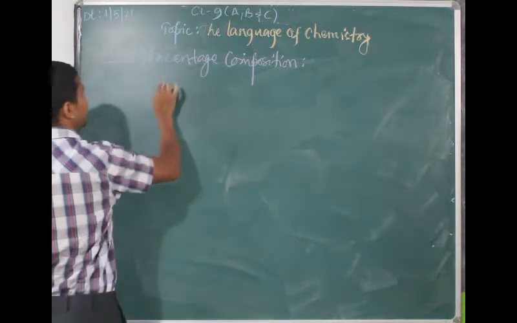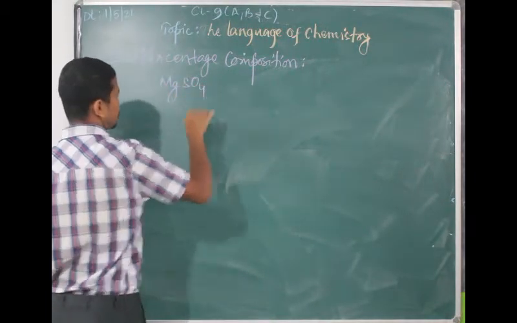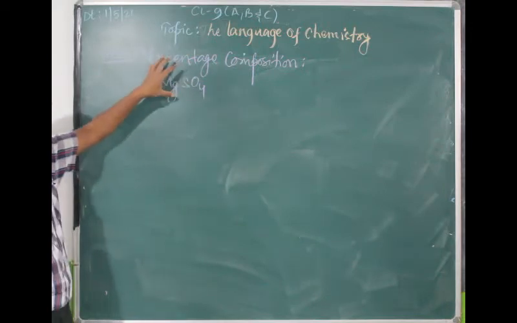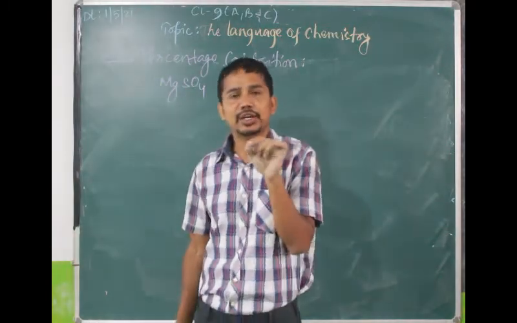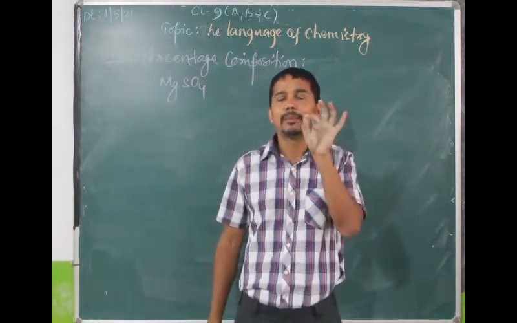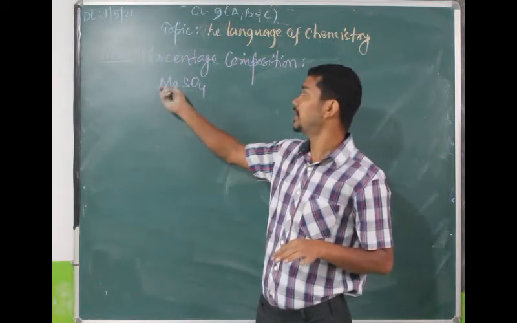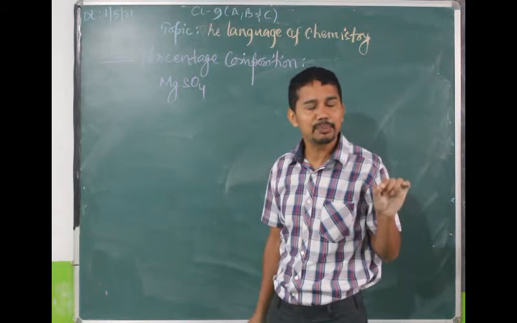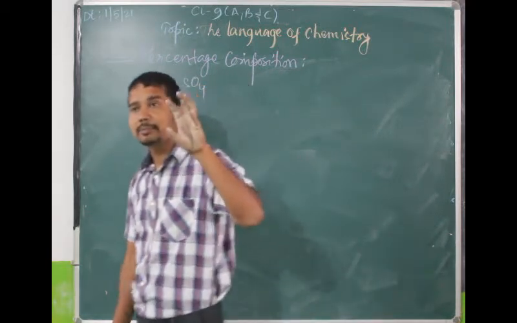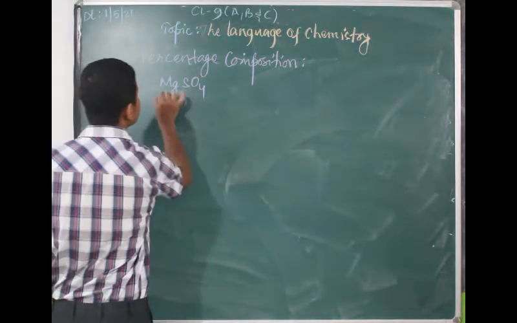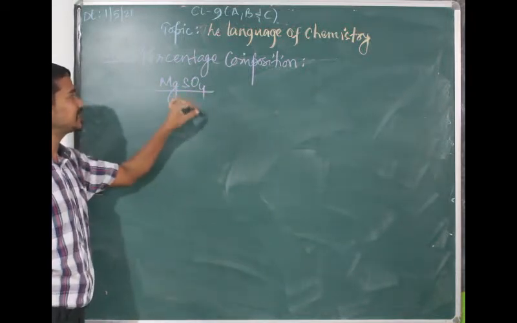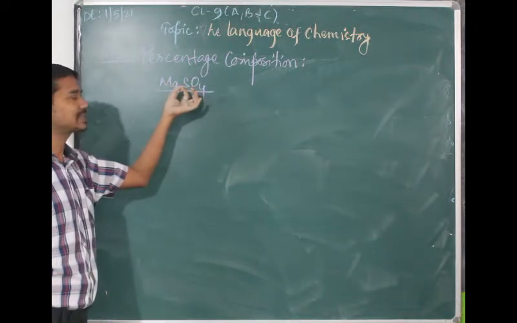For example, I am writing magnesium sulfate. In this magnesium sulfate, what is the mass of magnesium alone? That is the percentage composition of magnesium in magnesium sulfate. The mass of a particular element in a molecule, as a percentage, is its percentage composition. Similarly, what is the percentage of sulfur in this compound?